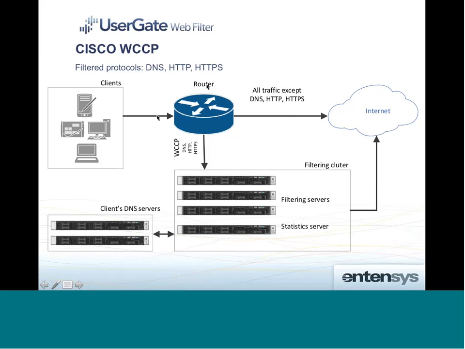WCCP is just a protocol which allows rerouting some part of traffic, or some kind of traffic, to web cache devices, as Cisco calls them. In this case, the web cache device is our filtering service. So all traffic which goes to the filtering service will be filtered.